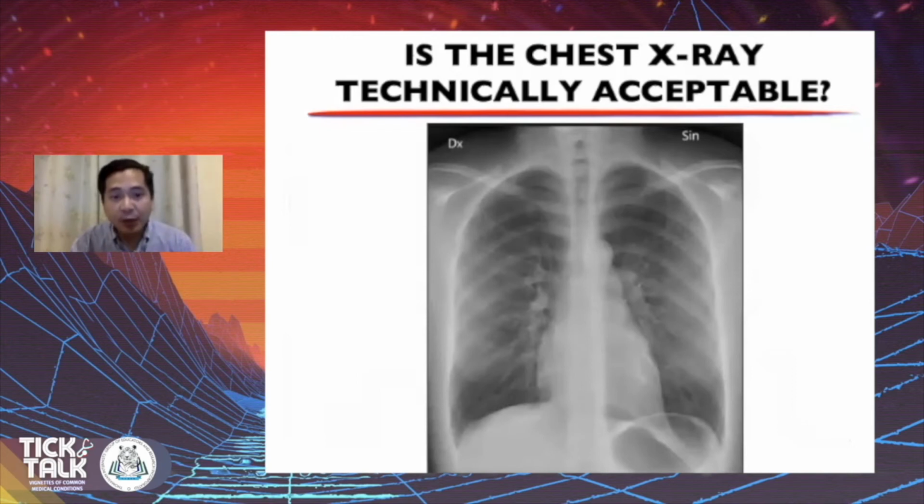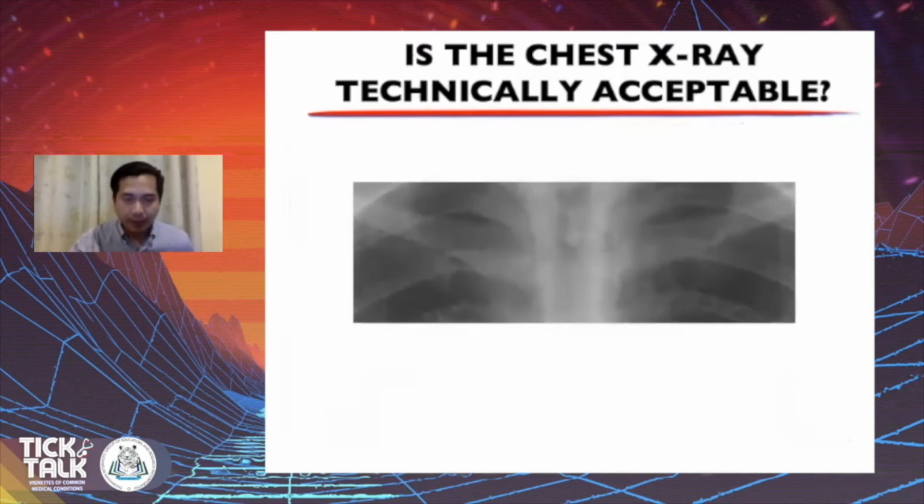This is a PA view again. So is this X-ray acceptable in terms of position? So how will we be able to know? Upon closer look, okay, you can see that the spinous process of the vertebra should be in the middle of the trachea. The trachea is the tubular shadow here. Okay, and the spinous process is in the middle. You can see that the patient is not rotated.